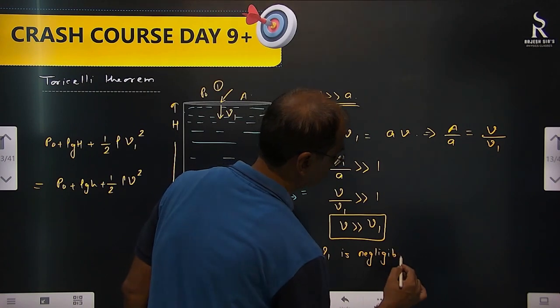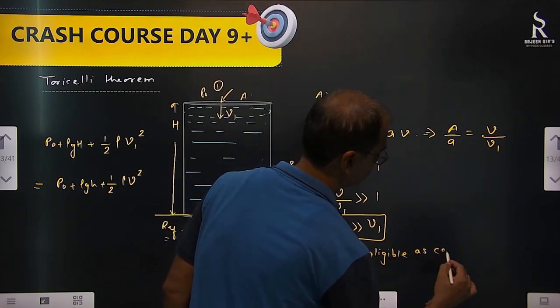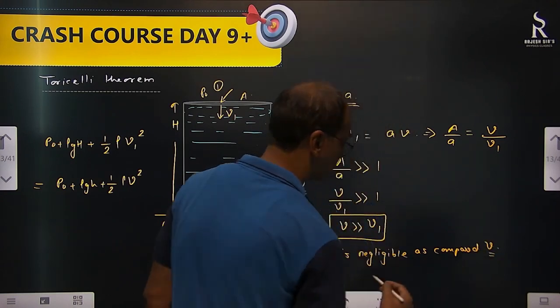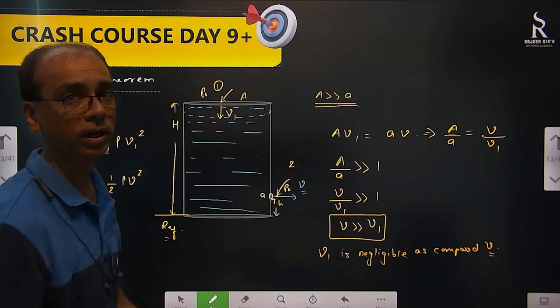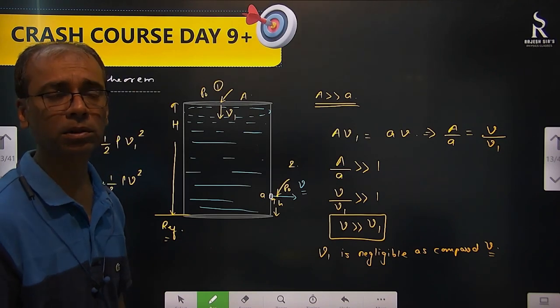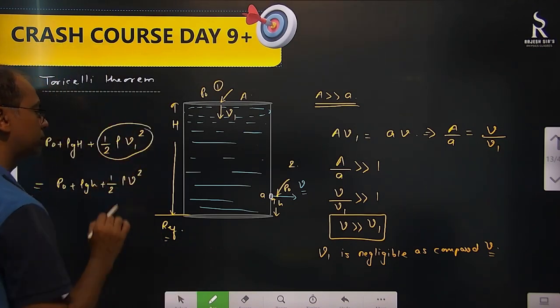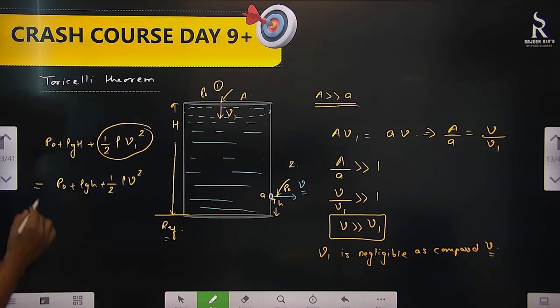Negligible as compared to V. Right. So if velocity itself is negligible, then what about kinetic energy? Kinetic energy also will be negligible. So this kinetic energy is negligible, so we can neglect it. Okay, fine. Now we have equated that already. This and this gets cancelled.